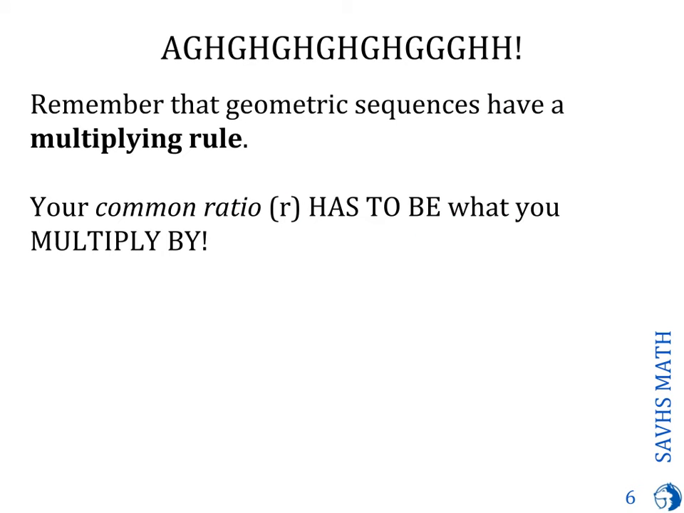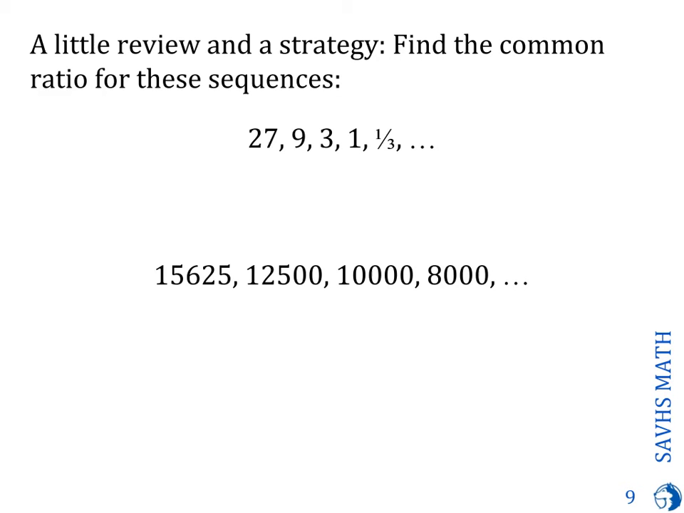One really important thing about this is that you have to write your common ratio as the thing you multiply by. If you write it as a dividing rule, then it's going to mess up that formula, and it's going to get really, really messy, and you don't want that. So you have to be really focused on making sure that you're writing your common ratio R as the thing that you're multiplying by. Two examples to prove my point. Here is the first one.